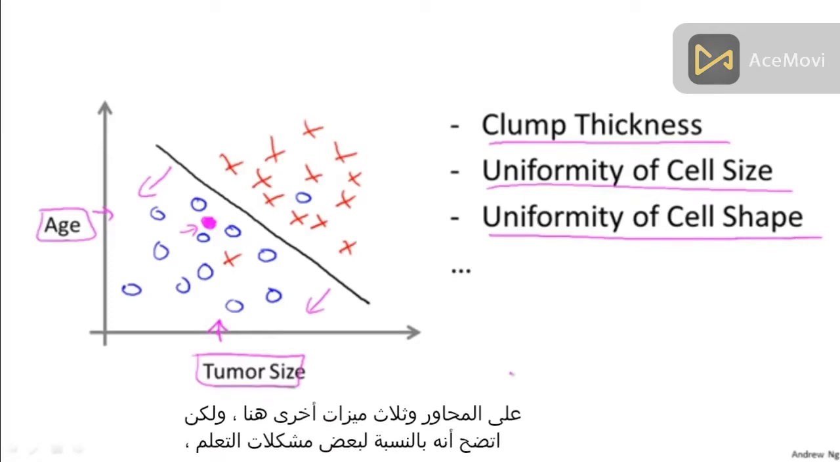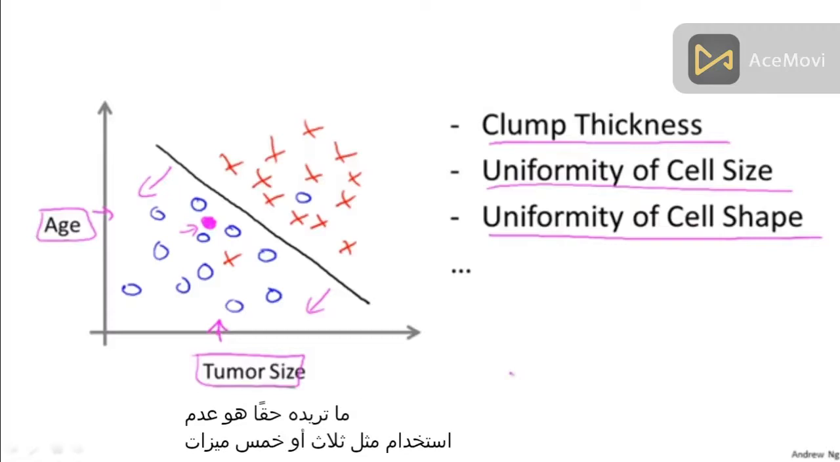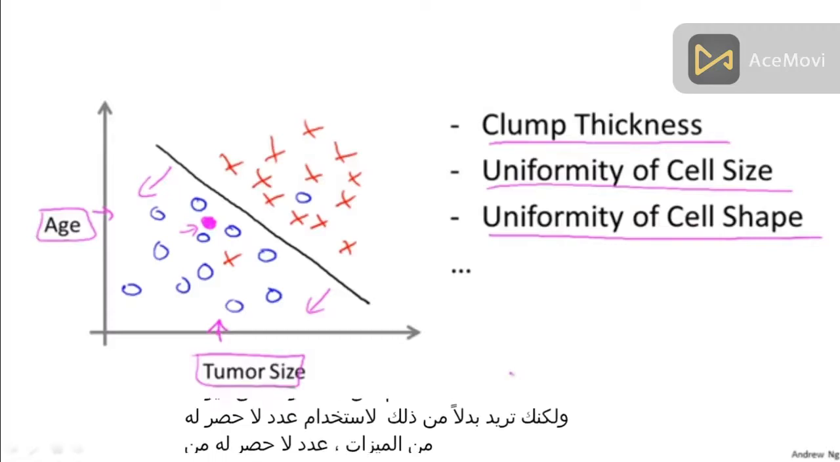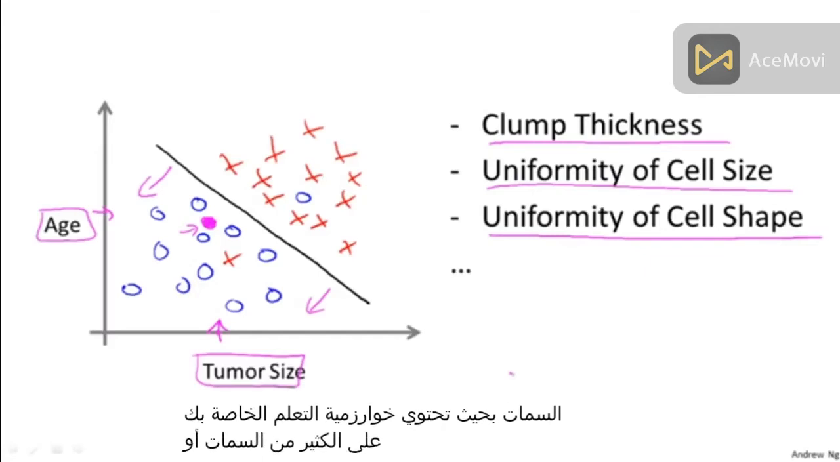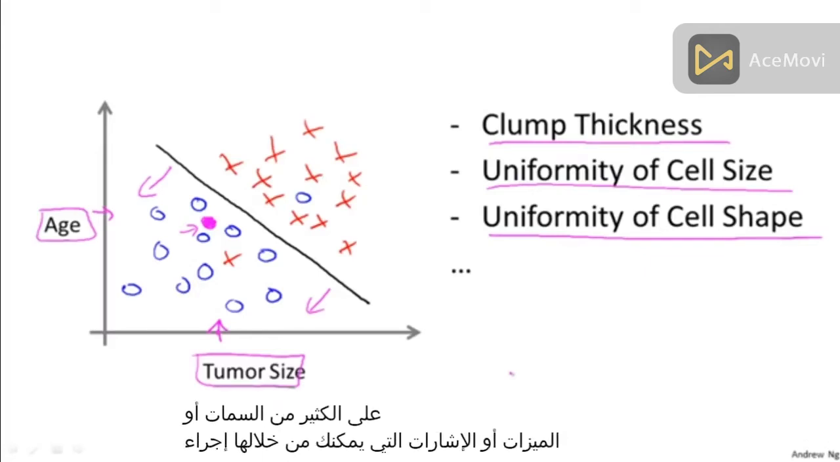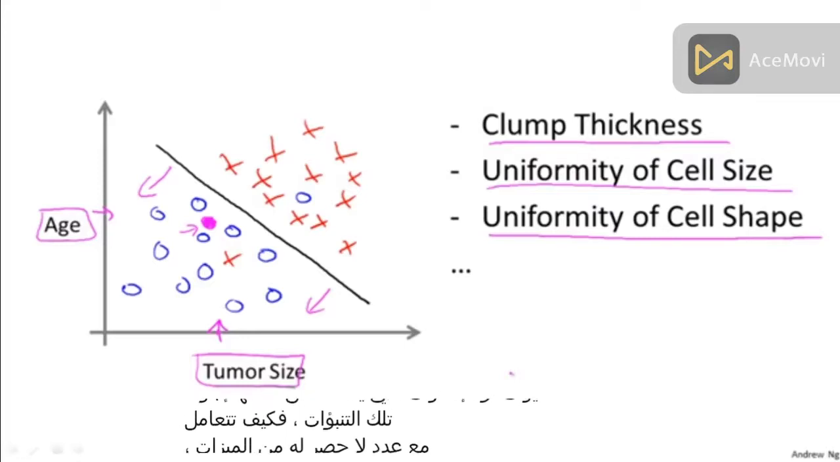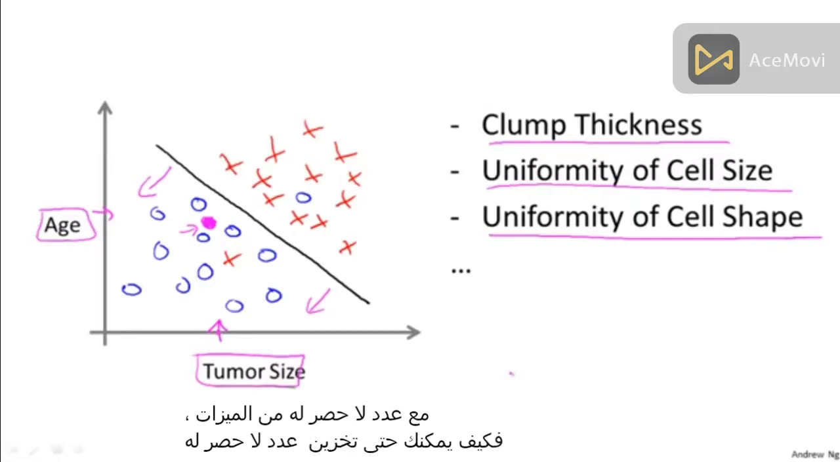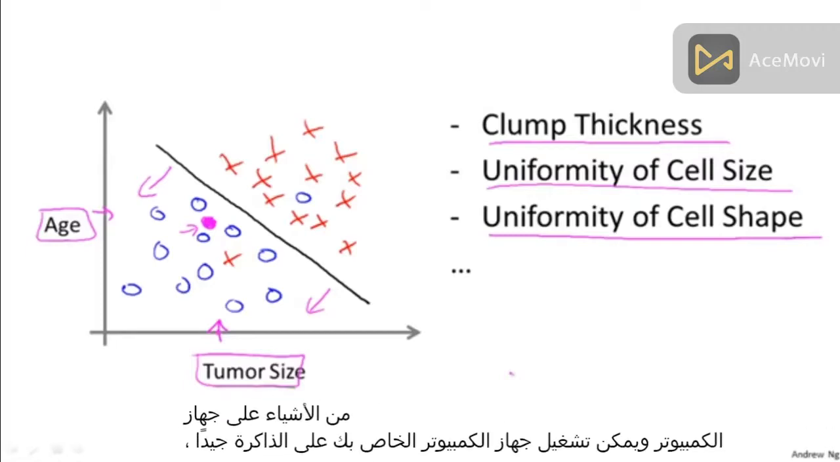But it turns out that for some learning problems, what you really want is not to use like 3 or 5 features, but instead you want to use an infinite number of features, an infinite number of attributes, so that your learning algorithm has lots of attributes or features or cues with which to make those predictions. So how do you deal with an infinite number of features? I mean, how do you even store an infinite number of things on a computer? I mean, your computer's going to run out of memory.